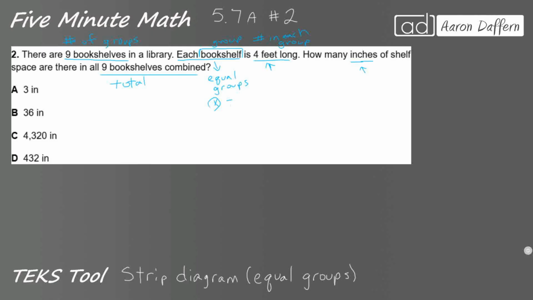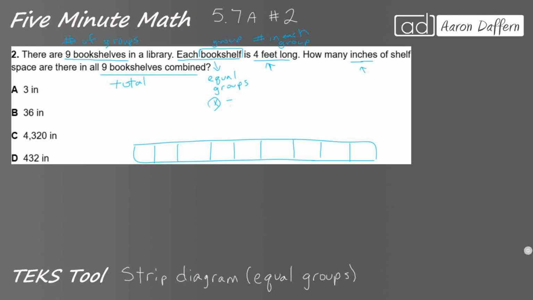Let's first figure out how many feet there are. So we've got 9 bookshelves. So I'm going to draw a strip diagram like this. I'm going to close it at the end because I think I can do thirds and thirds. All right, so I'm going to try to break this into 3 equal parts. Then I'm going to take each of my 3 equal parts and try to break those into 3 equal parts. 3 times 3 makes 9, so I've tried to make ninths.